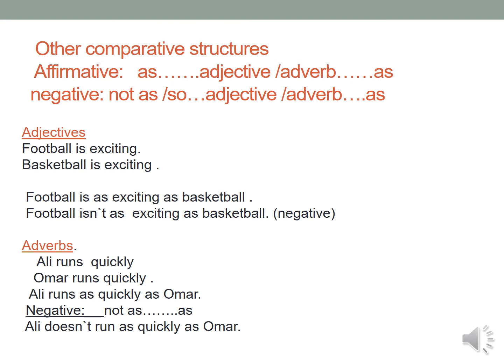We can also use "as" with adverbs. So it will be as plus adverb plus as. We have here the example, Ali runs quickly. Omar runs quickly too. So both of them, Ali and Omar, run quickly. We want to say that they are both the same. So we're going to say as plus adverb plus as: Ali runs as quickly as Omar.